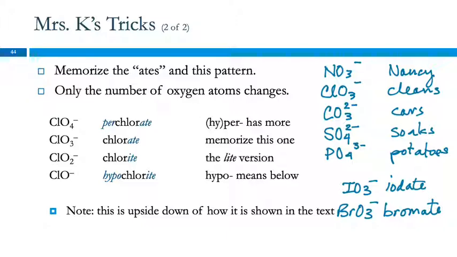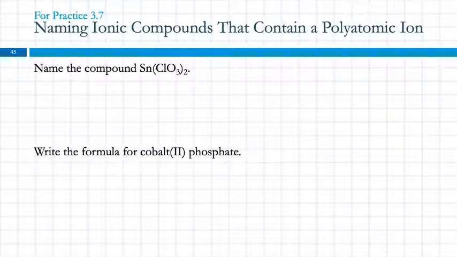Okay? Okay, so name the compound Sn(ClO3)2. Why are there parentheses there? Because we have more than one polyatomic ion. So looking at this compound, the first element is Sn. If I find that on the periodic table, I can see it's a metal, right? So I've got Sn, and then everything else. So in parentheses, I've got ClO3. What's that look like? Chlorate. What's the charge on chlorate? Negative 1.